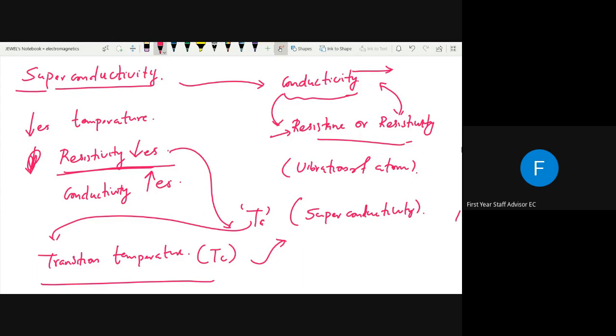There will be no resistivity or resistance, or we can say conductivity increases to a high value, or we can say conductivity is infinity now. And such a property of a material in which the resistivity falls to zero when it is cooled to a particular temperature is called superconductivity. And what is transition temperature? Transition temperature is Tc, at which a material becomes a superconductor from a normal state.